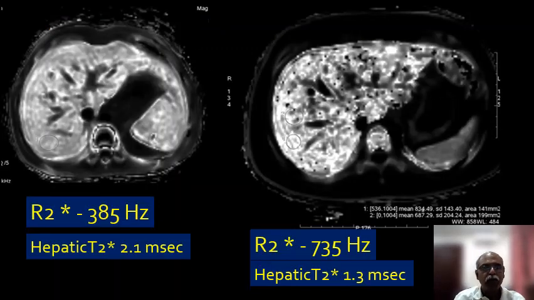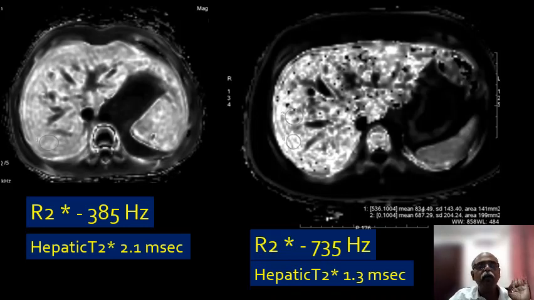This is what I told you about R2 star quantification. This is an R2 star post processed image from a multi-echo GRE sequence. Now on a multi-echo GRE sequence, like I told you, in the six outputs, you got an R2 star, you got a PDFF. PDFF is a fat. So here you draw an ROI here in liver. It is 385. 1000 by 385, 2.5 milliseconds is T2 star.